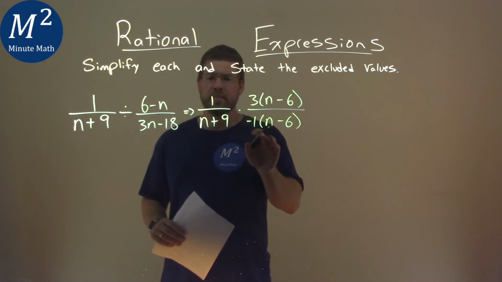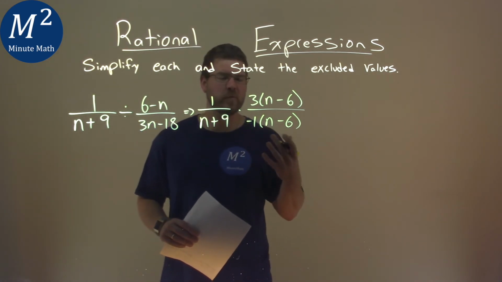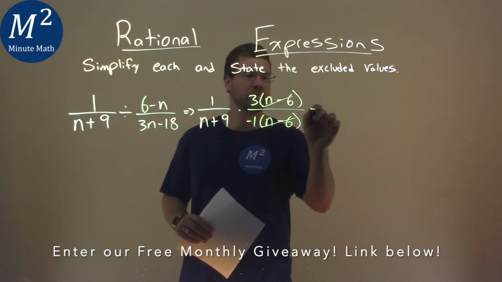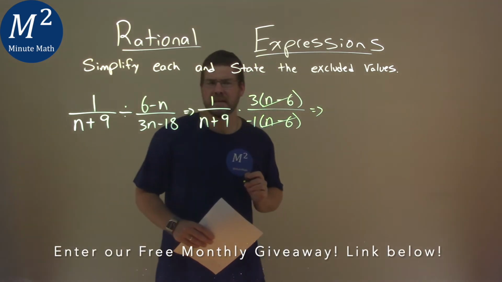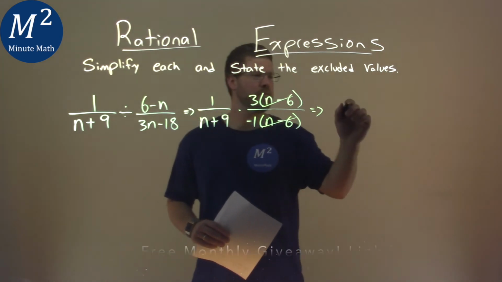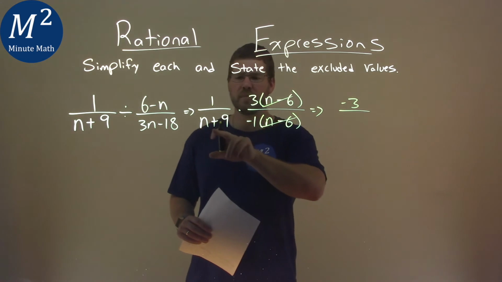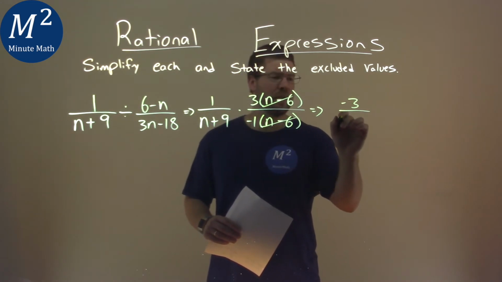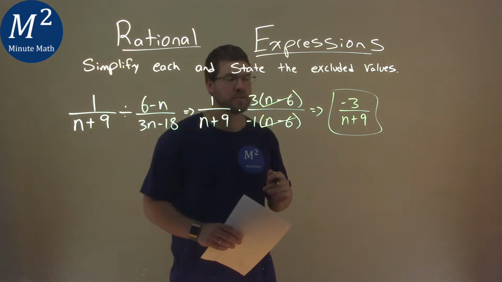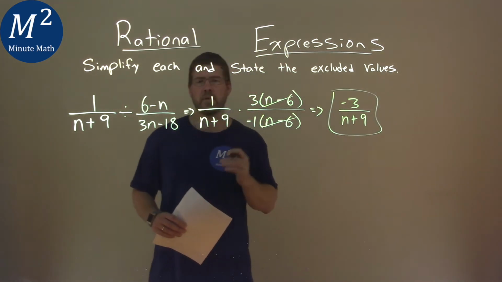But they're the same. And now this makes it easier for me to cross off some stuff. N minus 6 crosses off. And I don't really see anything else that can cross off. Well, let's bring the negative to the numerator. So we have a negative 3 here, over what's left, which is just the n plus 9. And so my simplified expression is negative 3 over n plus 9.